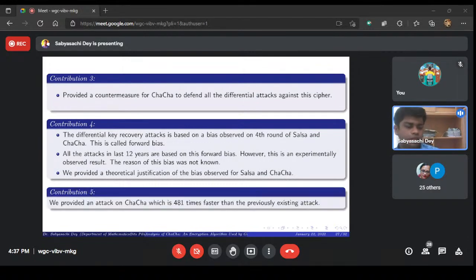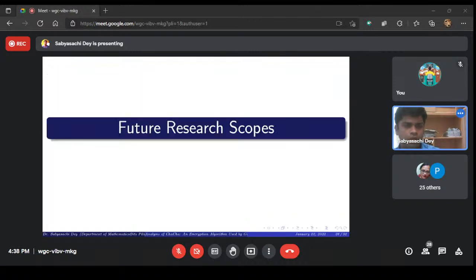Okay, and our latest contribution is a new attack on ChaCha, which is 481 times faster than the previous attack. And we have not yet published this work. It is under revision basically. So this is the latest work so far in this direction.